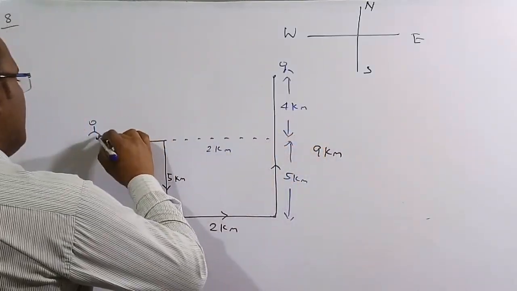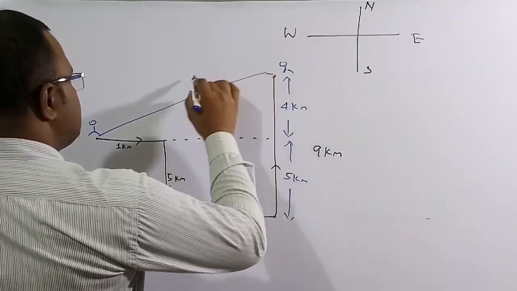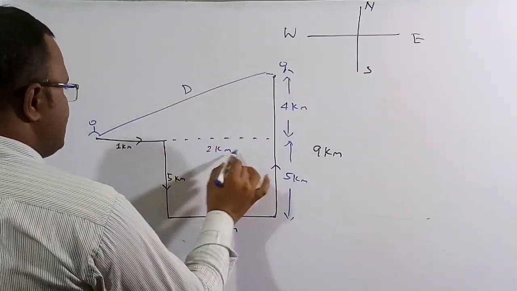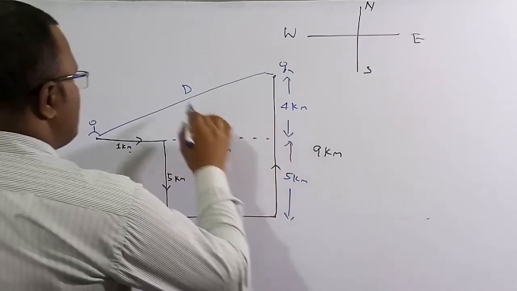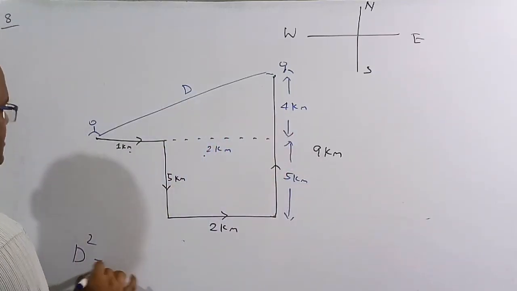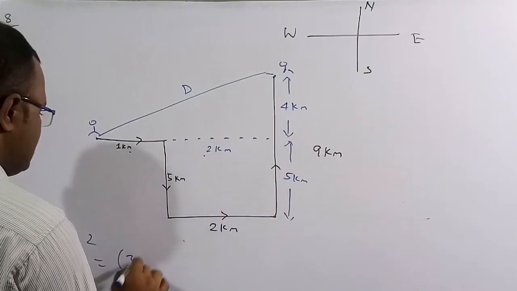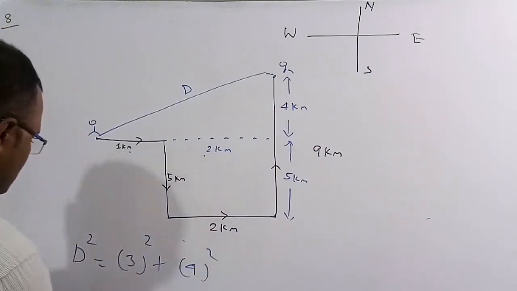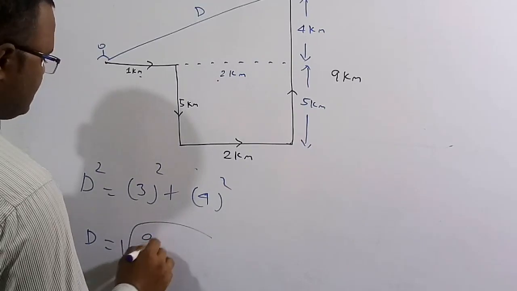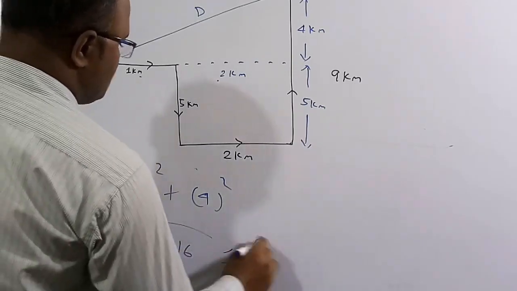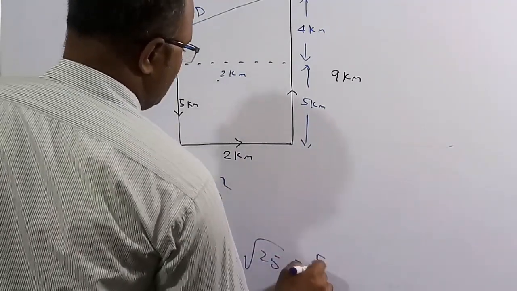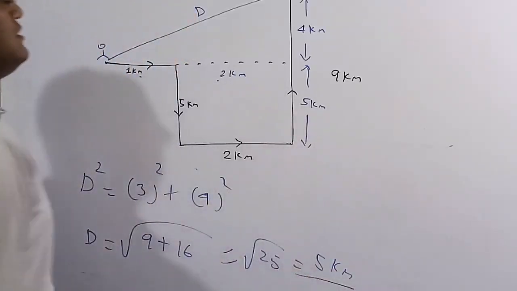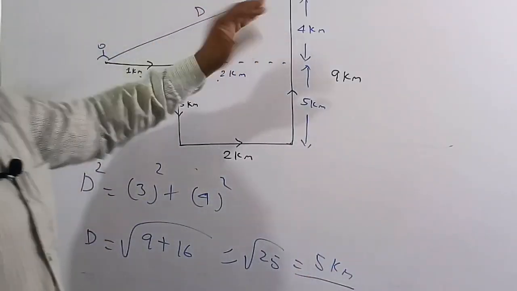So now by using the Pythagoras theorem, I want to know what is this distance d. So this total length is 1 plus 2, 3, and this is 4. So d square, by Pythagoras theorem, is equal to 3 square plus 4 square. So therefore d is equal to under root over 9 plus 16, which is under root over 25, which is 5 kilometer. So therefore 5 kilometer is the distance between its starting position and the final position.